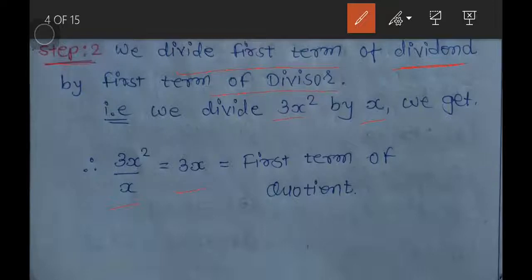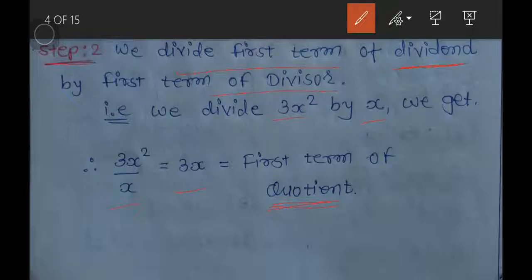So it is the first term of our quotient that we divide. If we want to divide, then we follow this step: first, we put it in standard form. Then after doing this, we follow the second step, that is, we divide the first term of the dividend by the first term of the divisor, that is, we divide 3x square by x, we get 3x as our first term of quotient.